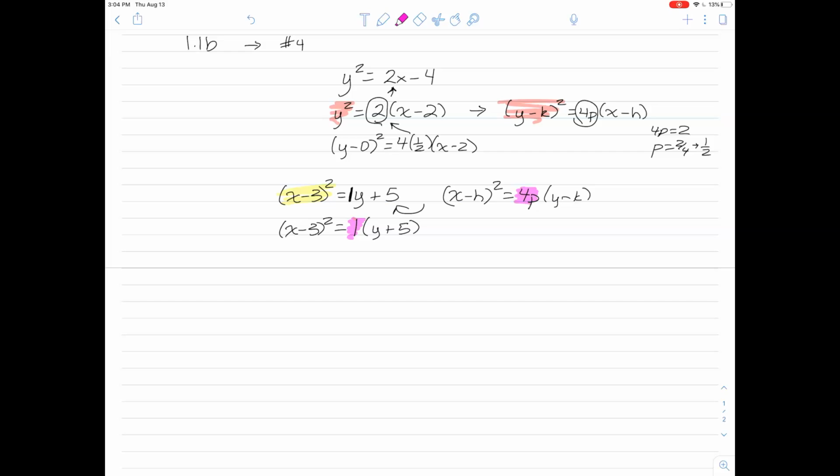So now you have your left-hand side looks right. Your right-hand side's almost there. All you have to do is say, okay, so 4p equals 1. Therefore, p equals, divide 4 on both sides, 1/4. And then you can finally write it as x minus 3 quantity squared equals 4 times 1/4, which, by the way, equals 1, times y plus 5.